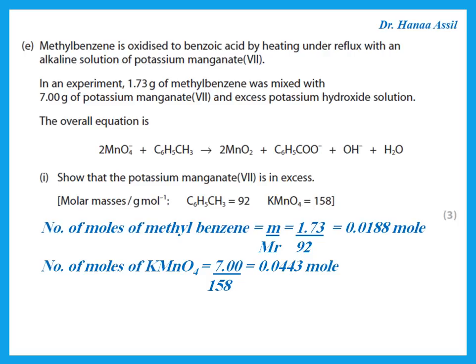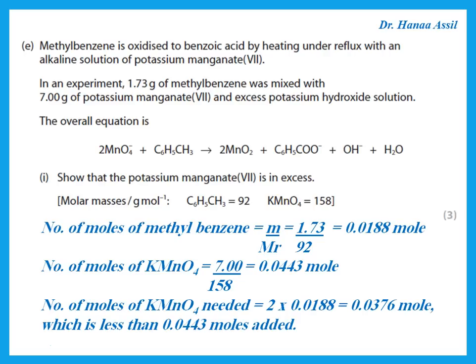Now I go back to the equation and I take a look at the mole ratio of the methylbenzene to the manganate. The number of moles of manganate that we need is twice that of methylbenzene. So actually we needed only 0.0376, and he put more than needed, so that is why we're saying that the manganate is in excess.